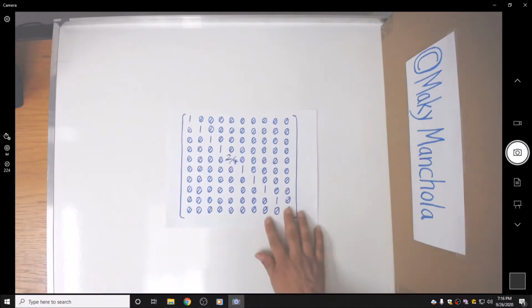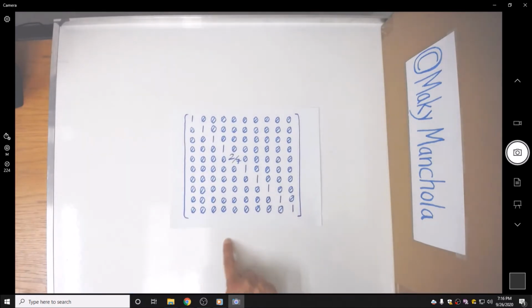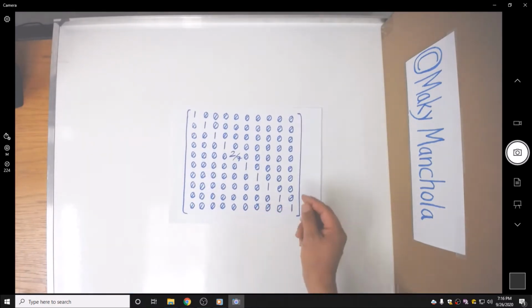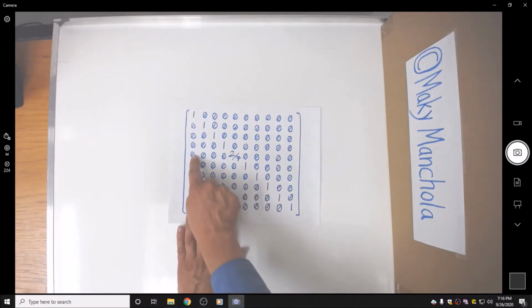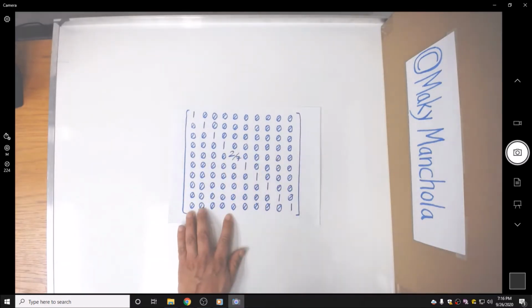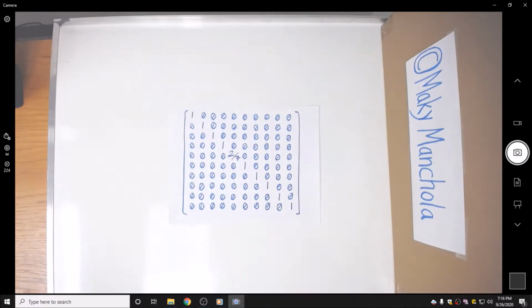Another one. Here is a 10 by 10 elementary matrix. It is obtained by multiplying the 5th row of I by 2 over 7. Notice that this is a type 2 elementary matrix.